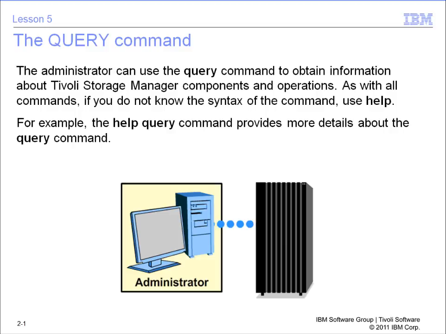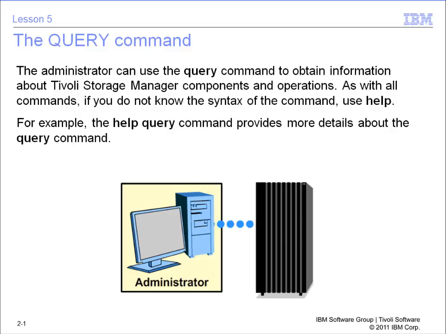We don't expect you to know all of the command options and parameters, but as long as you know the main command, you can look it up. If you start an administrative command line, you can type help in any command and it will display the command syntax for you. You can also use the Administrator's Reference Guide. It has a list of all of your commands, all the different parameters. So let's get back to the query command.